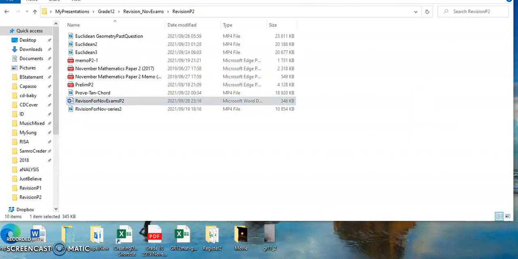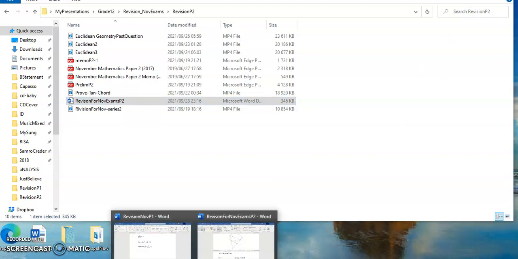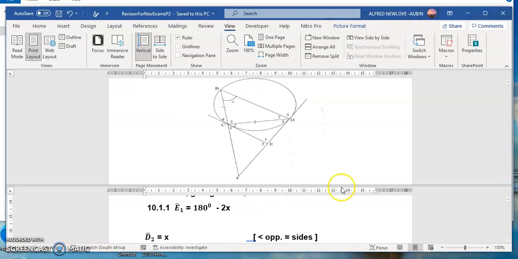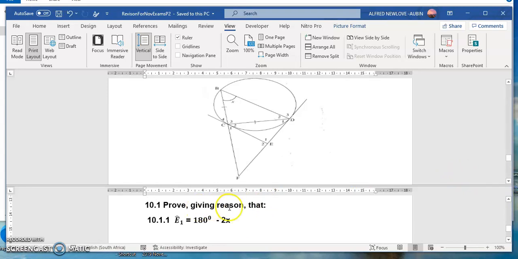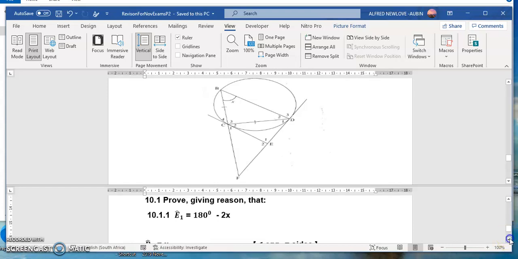Then let's look at a question on Euclidean geometry. This one is also your trial. The question says, prove, giving reasons, that E1 is equal to 180 minus 2x. How are we going to do that?